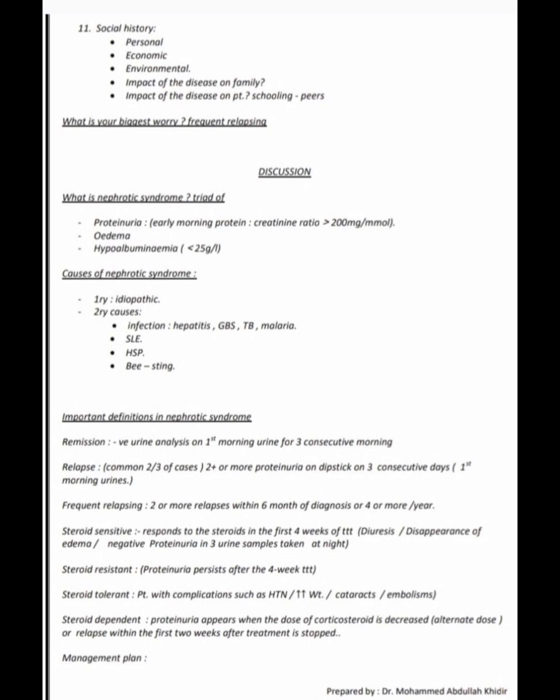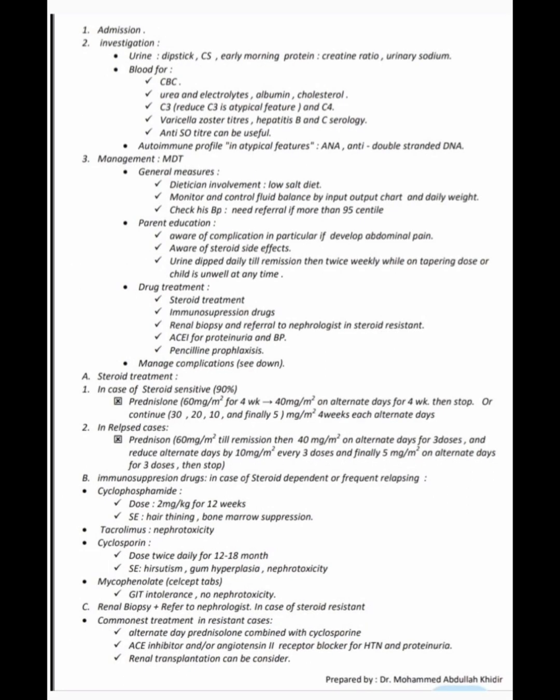Then the management plan. Discussing the management plan of nephrotic syndrome. First is admission. Then we do the investigations. Number 2, investigations are urine dipstick, culture and sensitivity, early morning protein creatinine ratio and urinary sodium. Blood for what we do? CBC, urea and electrolytes, albumin, cholesterol.